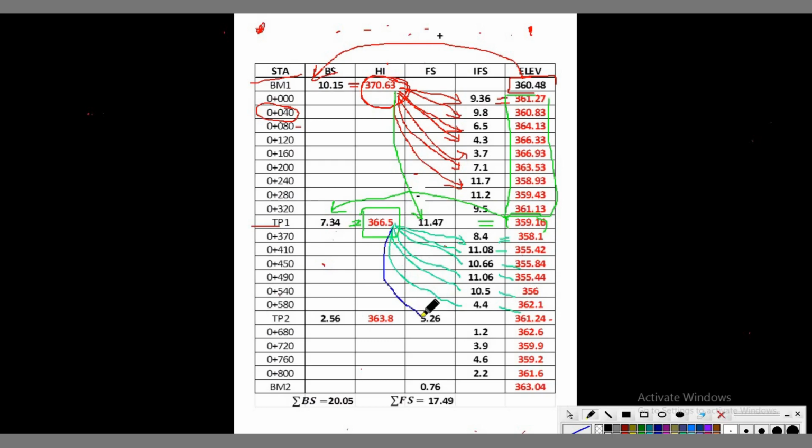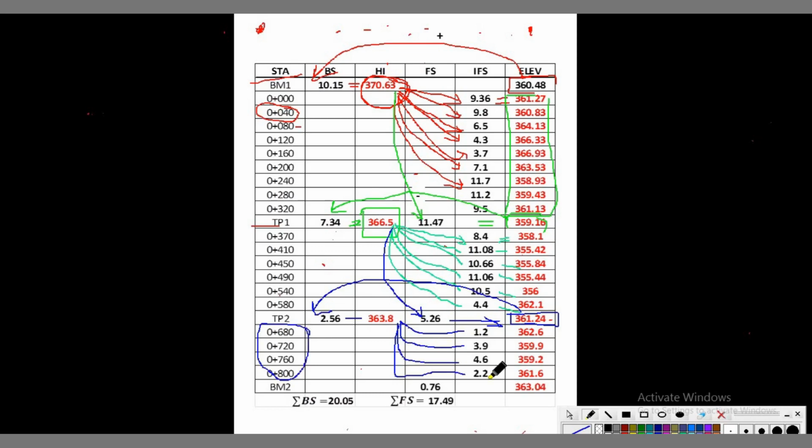366.5 minus dito'y foresight ni TP2, 5.26. Maalak di elevation ni TP2 nga 361.24. So, no naalak di elevation ni TP2, i-plus ko tatan di backside, maalak di height of instrument nga 363.8. Then, i-minus ko ulit dagiti intermediate foresights. Maalak dagiti elevation iti dagiti nga intermediate points.